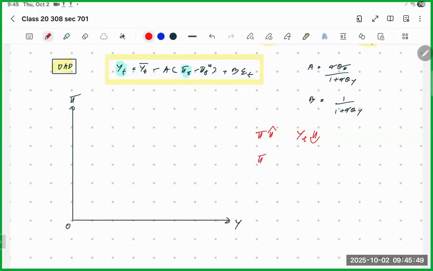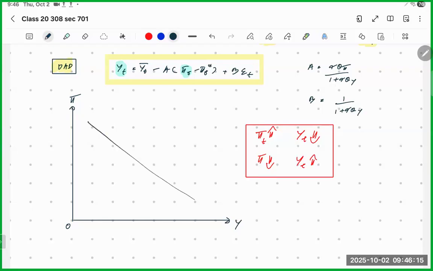On the other hand, if pi_t becomes lower, less inflation, everything is cheap, right? It means that it's less negative. Less negative means higher. The left-hand side is going to be higher too. If inflation is low, everything is cheap, people are going to spend more. Make sense? This is actually the law of demand, right? So then we can draw the graph. We're going to have a negative slope like this. It's DAD. Always has a negative slope.